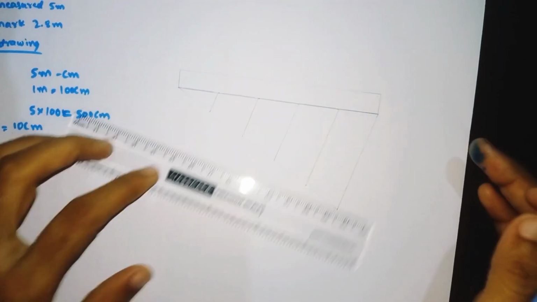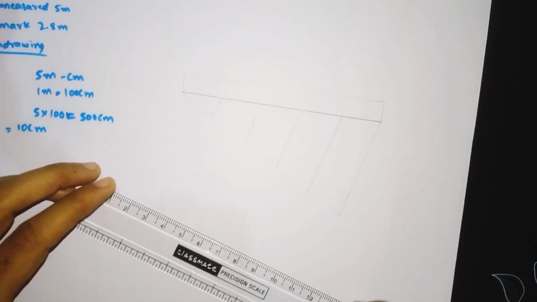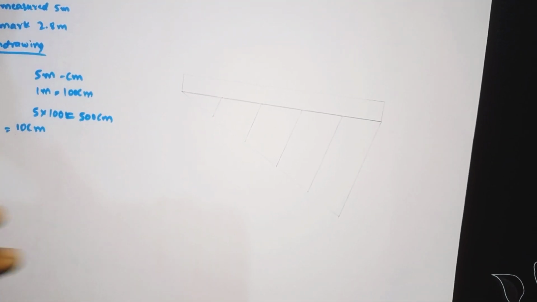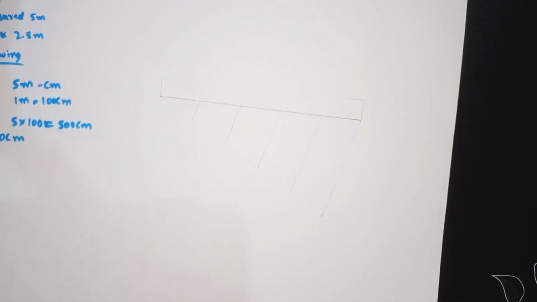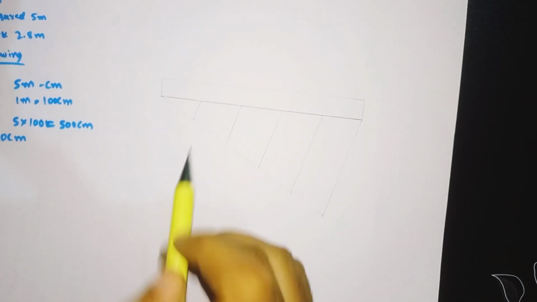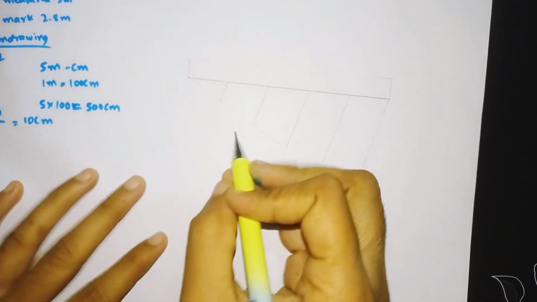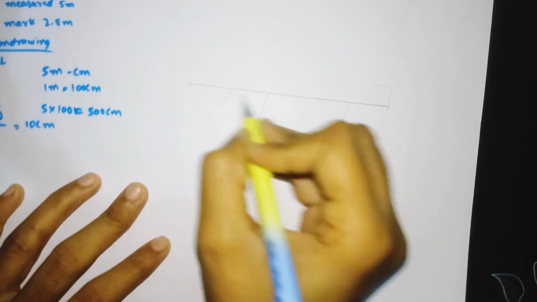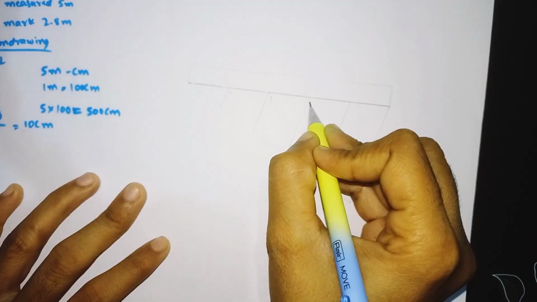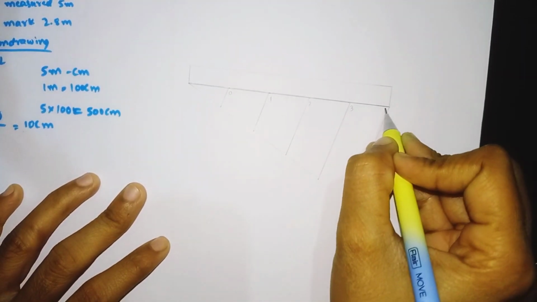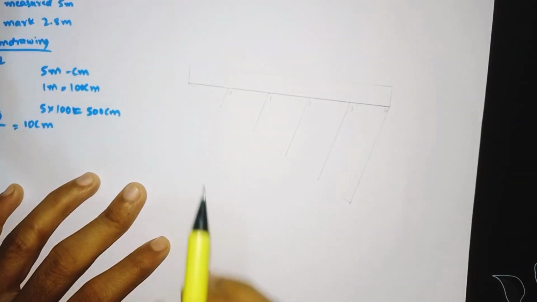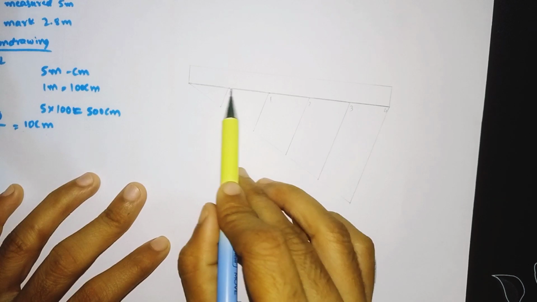You have to join. So next, what we have to do is, we have divided this into 5 equal parts. Now we need to give the names here: 0, 1, 2, 3, 4. This is our 5. So we have to give names from this point.